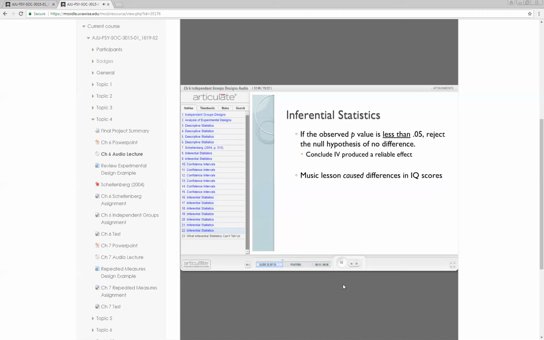So remember, the null hypothesis is that there is no difference between the groups. If it's extremely unlikely that you get the results that you got due to chance, if there really is no difference between the groups, then we reject that and say, yes, there is a true difference between the groups. And that, because we're doing an experiment and manipulating things, with that we can make causal statements, such as music lessons cause differences in IQ scores.